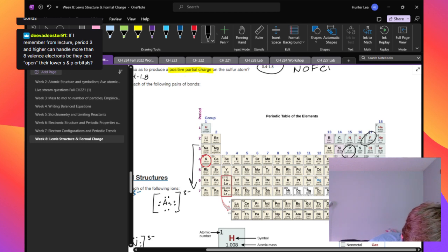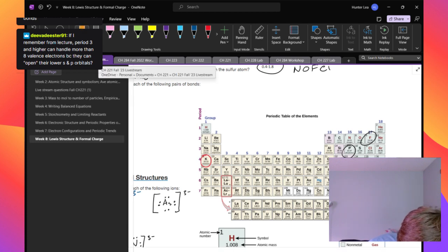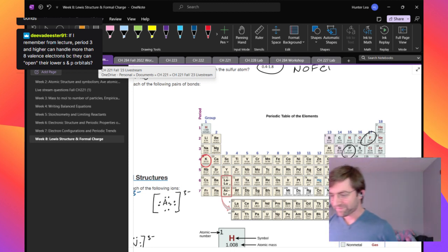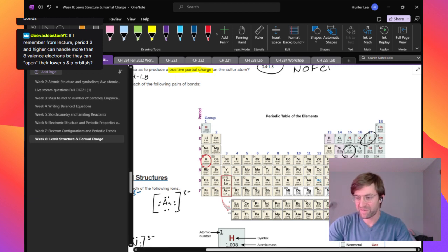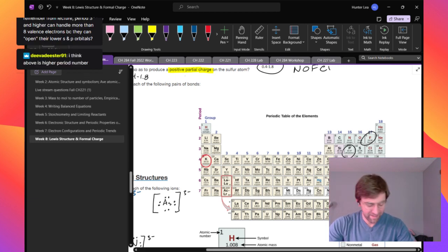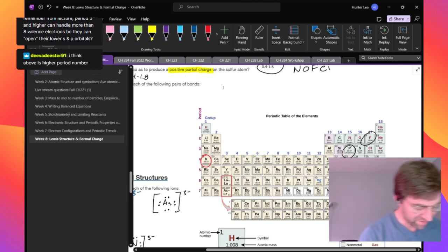Does above mean higher number or higher up on the periodic table? Since chlorine is in period 3, that would make sense. Bromine is period 3. Yeah, you're 100% right. It's period 3 and higher in number. Above is higher in period number.